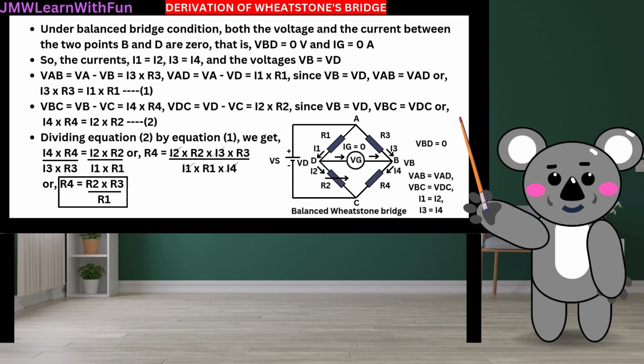Dividing equation 2 by equation 1, we get I4 multiplied by R4 divided by I3 multiplied by R3 equal to I2 multiplied by R2 divided by I1 multiplied by R1, or R4 equal to I2 multiplied by R2 into I3 multiplied by R3 divided by I1 multiplied by R1 into I4, or R4 equal to R2 into R3 divided by R1.